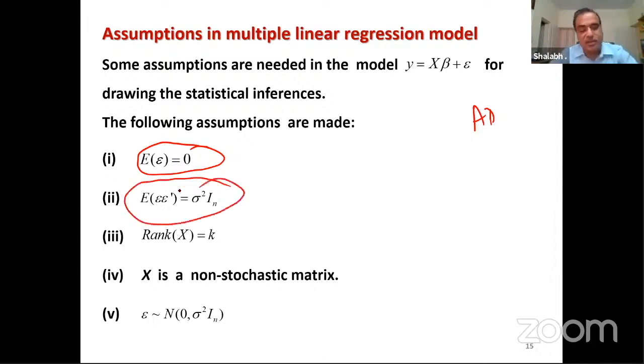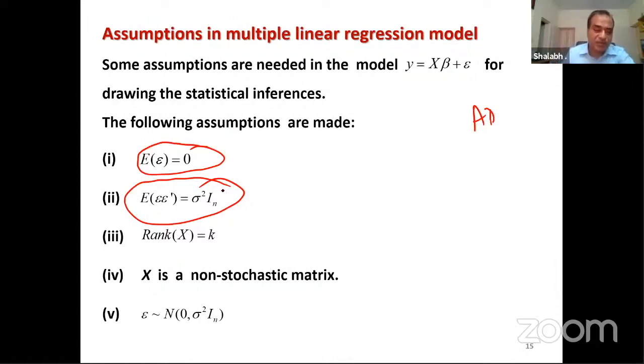You assume that each of the random errors has the same variability, and all these random errors are independent. Independent means whatever I am doing here is not going to affect the other person. Right. So that is the idea.